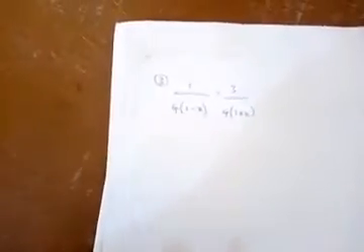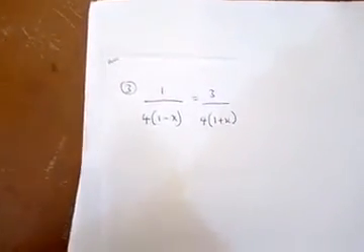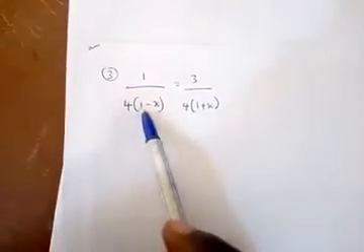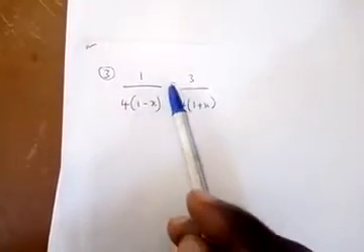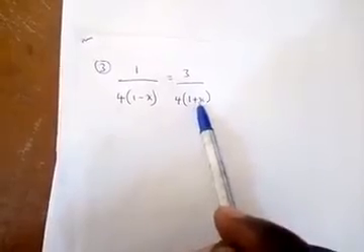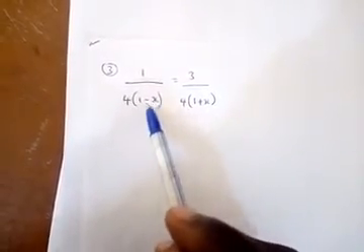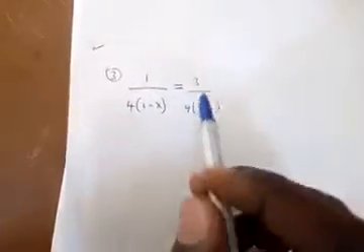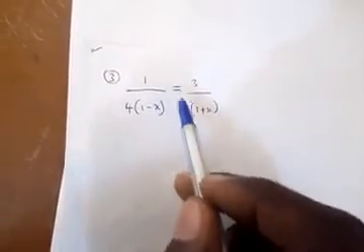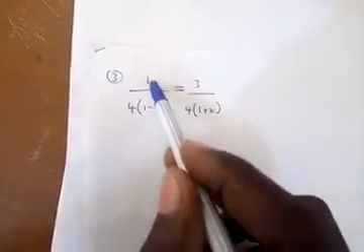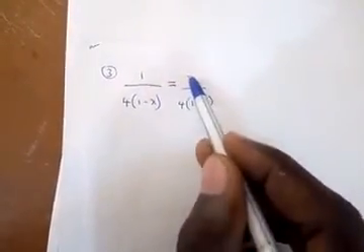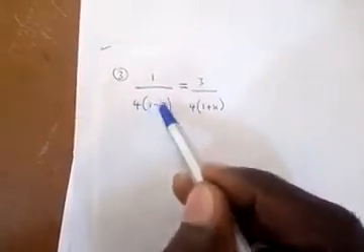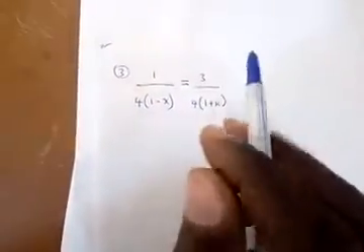All right, we have another question like this, number 3. 1 over 4 into 1 minus x is equal to 3 over 4 into 1 plus x. Of course, we are asked to find the value of x. Like I said, since it is an equal sign in between them, we will simply cross multiply. This 1 will multiply this one, and this multiplies that. So you just cross multiply straight ahead.